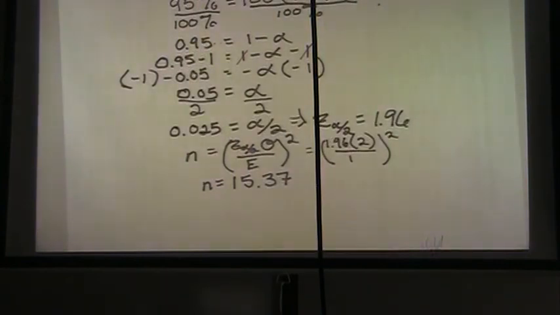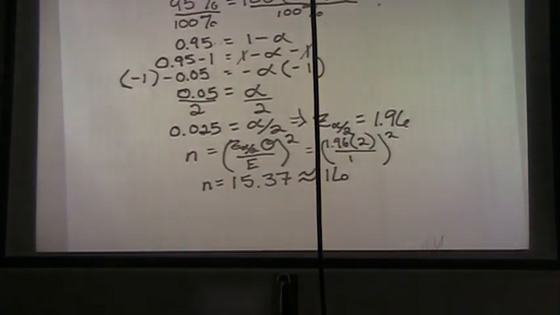Now, can we have 15.37 samples? No, you can't have 0.37 of a sample. Therefore, we have to round up to 16. All right, well, 16 is not too bad as far as collecting numbers of samples goes.